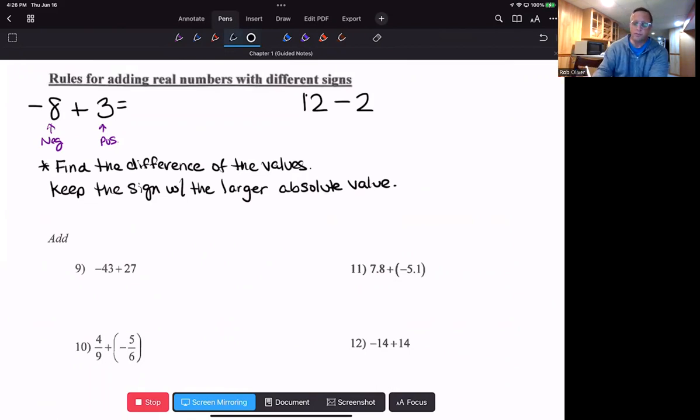So in this case, negative 8 has a larger absolute value than positive 3, right? Negative 8 is a small number, but if we look at it just absolute value wise, it's a larger number than 3 because it's further away from 0. Therefore, that makes that answer negative 5. That makes that negative 5.